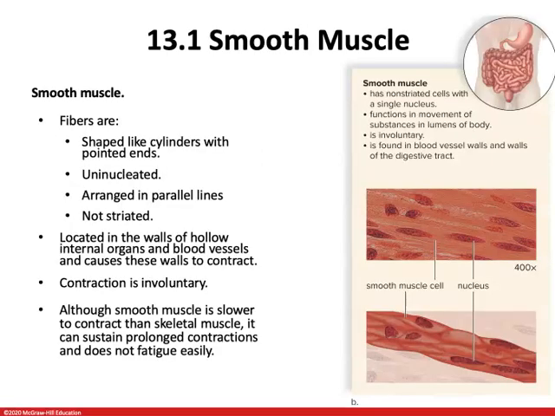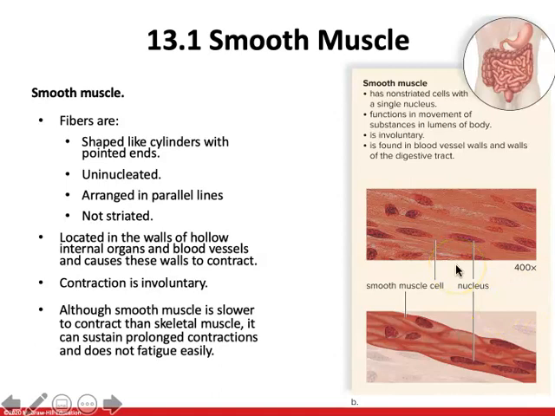So starting off with our smooth muscles. In the case of our smooth muscles, the fibers, so the individual cells themselves, are going to be shaped like cylinders with pointed ends. So here is a slide of what that looks like, and here's sort of a drawing of what that looks like. We have sort of these long elongated cylinders, but we have these pointed ends.